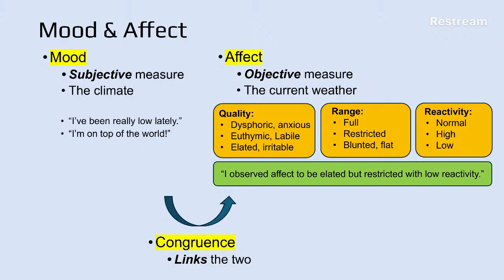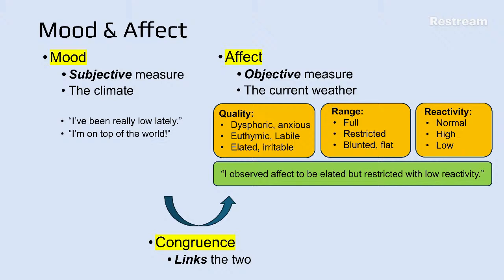Affect is the more objective measure. So that's what you feel the patient's mood is based on their interactions with you. And people like to liken that to the current weather. So for instance, I could live in a tropical climate, but the weather today could be rainy or it could be sunny. So that's more shifting. I like to further break down affect into quality, range, and reactivity. Of this tree, I would say quality is probably the most important, just because it's how you would describe the mood, right? How you would describe the affect, the characteristic of the affect, right?